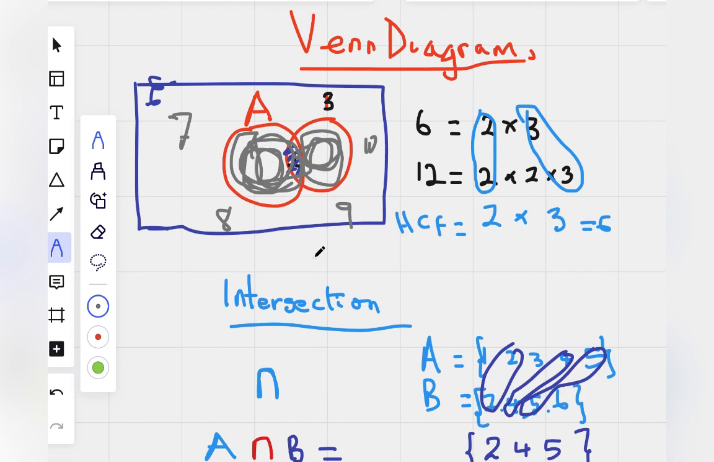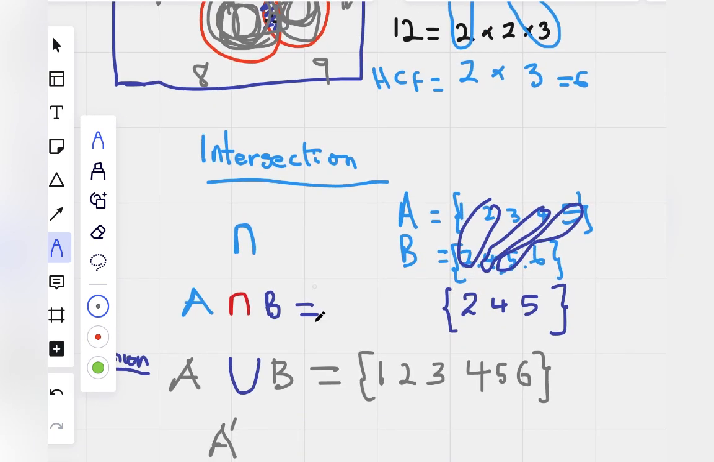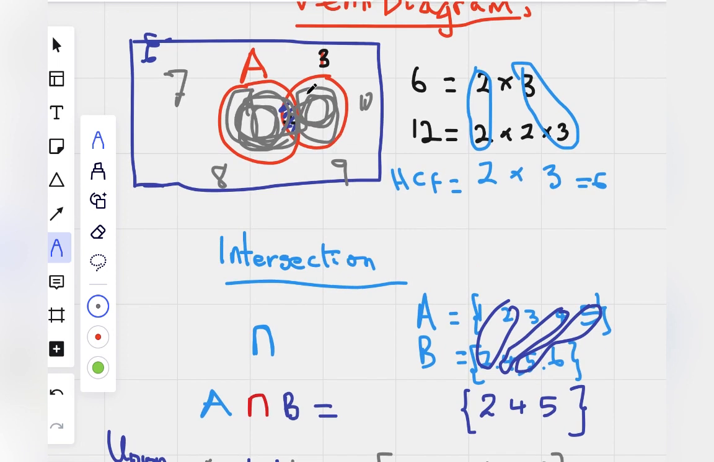But now if they ask you for A prime, you're going to list all the elements that are in the universal set, but they are not in A. What is in the universal set that is not in A? So what is it? The elements that are in the universal set that are not in A.